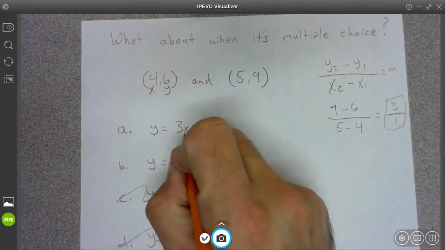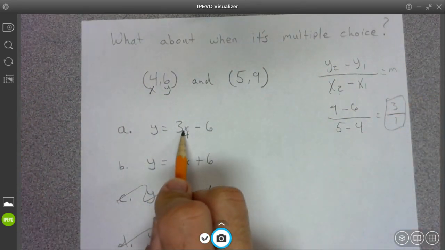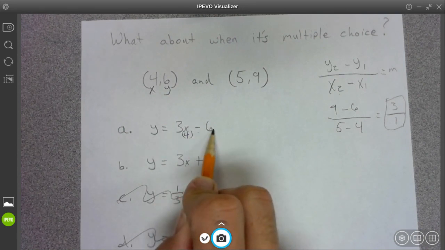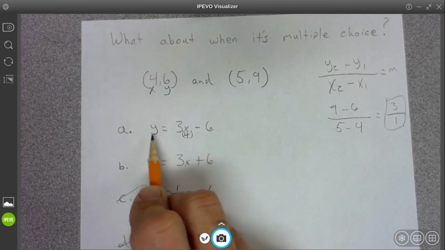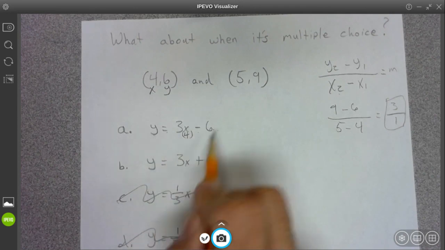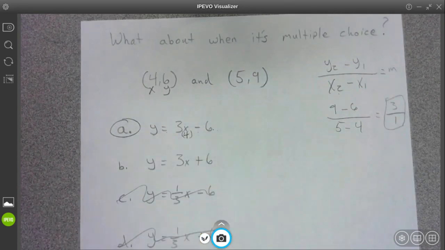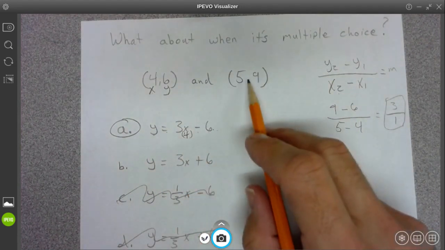All right, so 4 for x. 3 times 4 is 12. 12 minus 6 is 6. So you get y equals 6. That is our answer. Now, I suppose you can go ahead and plug in 5 as well.